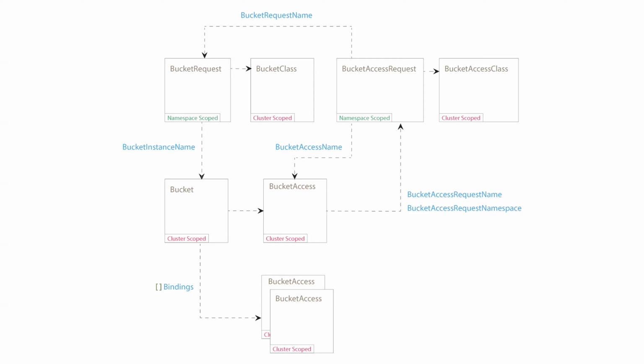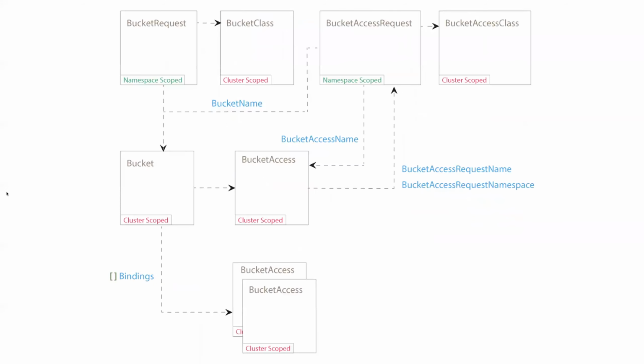Now, this is how the different resources are interconnected with each other. In this model, which is the first model we considered, a bucket access request would define what bucket it wants to access by referring to the bucket request. But this approach had a bunch of issues that we addressed. The first one being, so I'm going to go to the next slide.